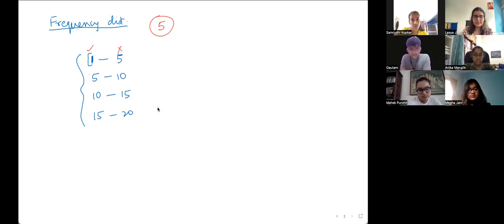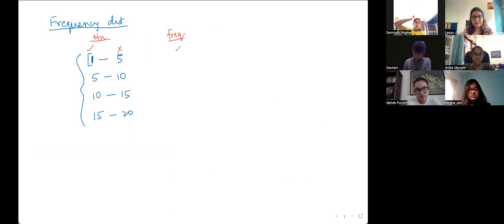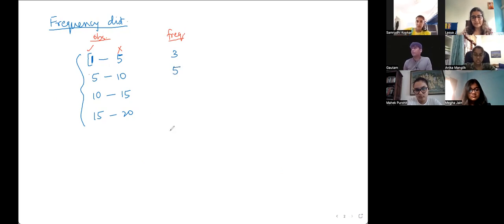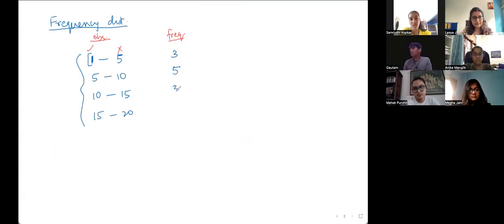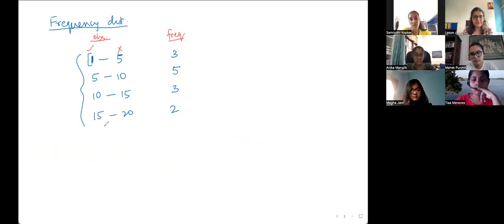Okay. So these are my observations. Let's put in the frequency. So frequency, let's say, 1 to 5, how many are here? Only 1, 3, 4 will be counted. So there's 3. Then 5 to 10 will be all of these. So 5. 10 to 15 will be 10, 11, 3 again. And 15 to 20 is 15 and 16 alone. So 2. 20 to 25 we've got 1.